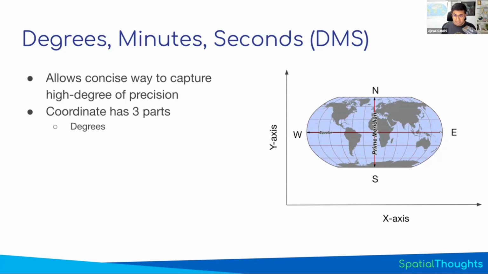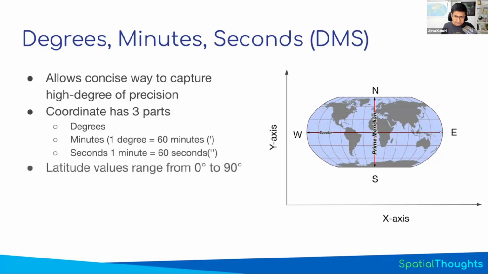There are 360 degrees in a circle. So you can say I have 360 degrees. I'll further divide each degree into 60 parts so I can measure more precision. So you can divide each degree into 60 minutes and further divide each minute into 60 seconds. And this allows us to capture very high precision for each coordinate.